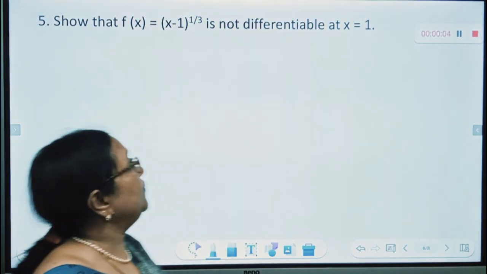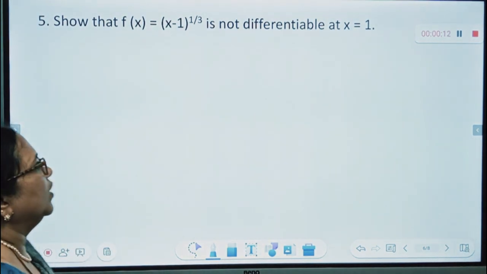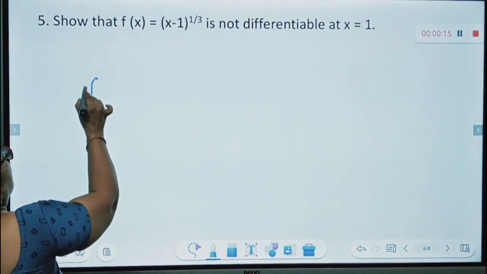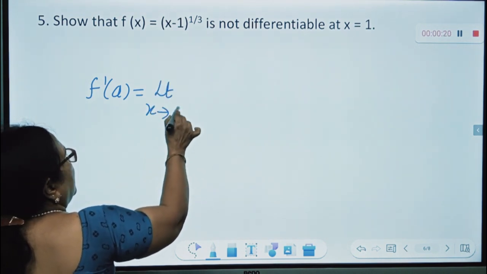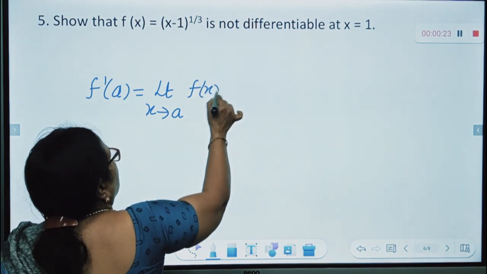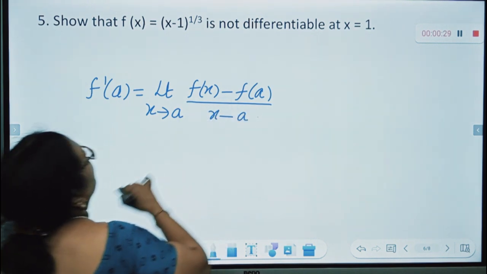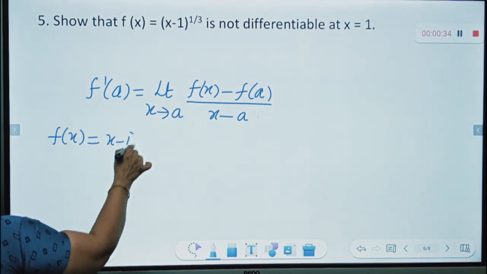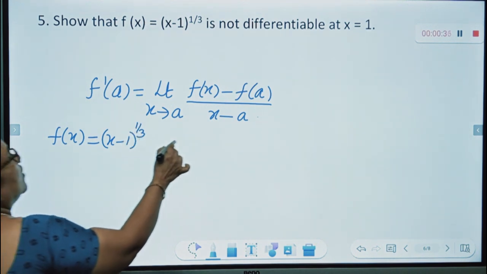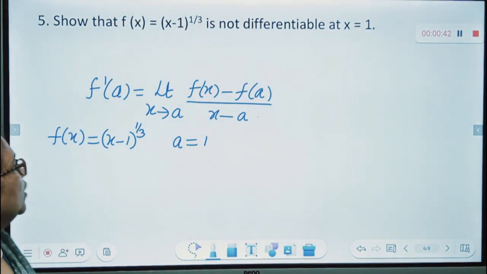Pass on to the next problem. Show that f of x equal to x minus 1 the whole power 1 by 3 is not differentiable at x equal to 1. So if a function is differentiable, f dash of a is the limit as x goes to a of f of x minus f of a by x minus a. Here, f of x is x minus 1 the whole power 1 by 3. Here what is a? 1, because we are checking differentiability at x equal to 1.